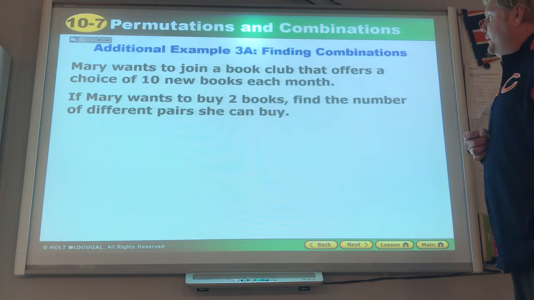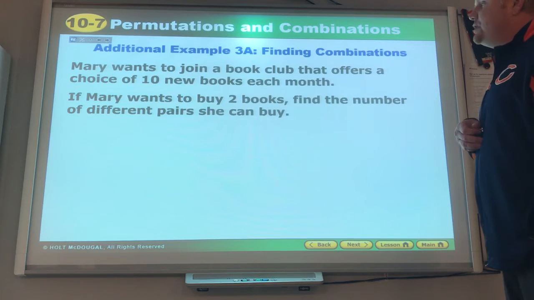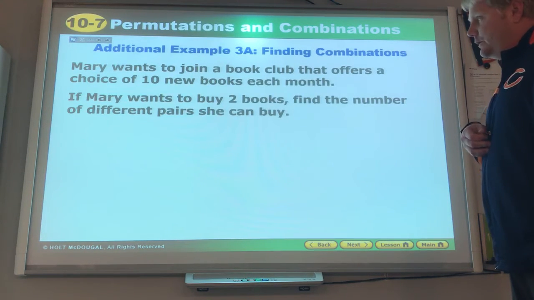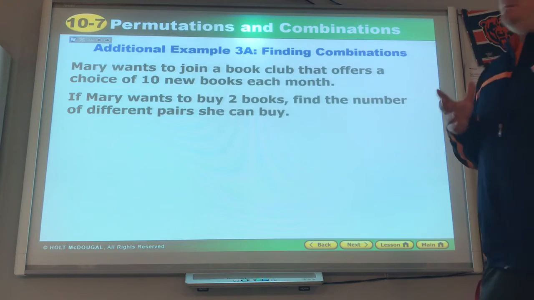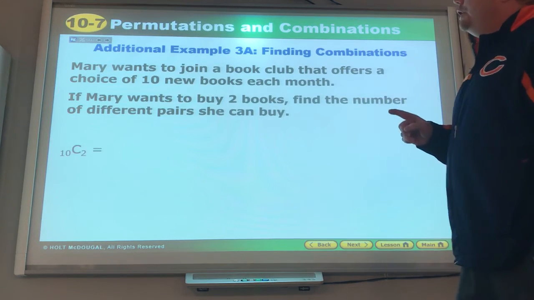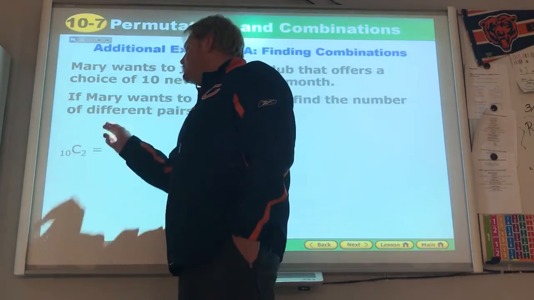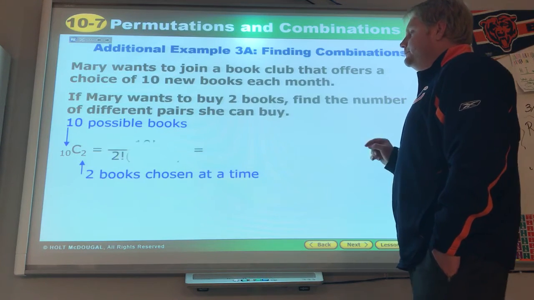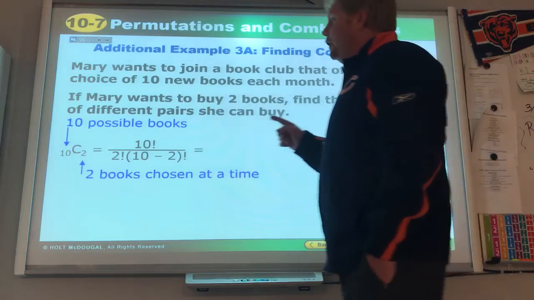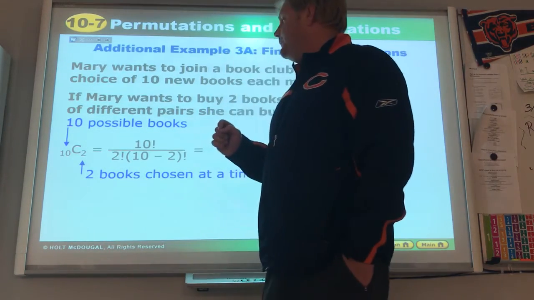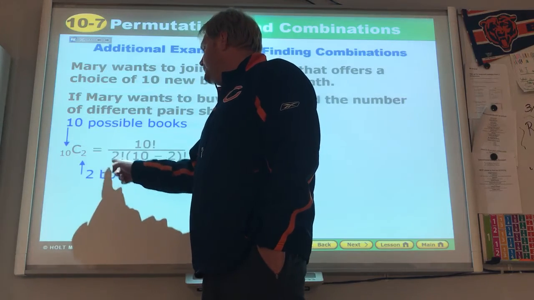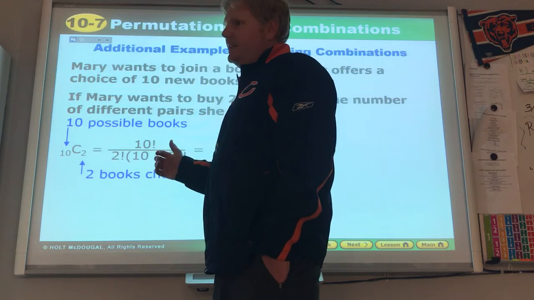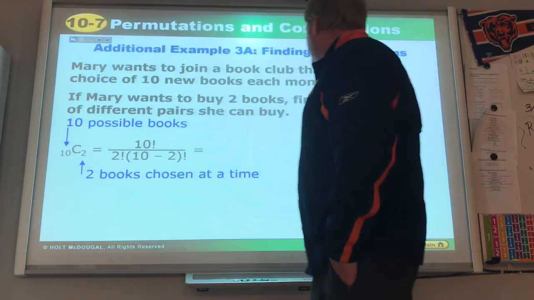Mary wants to join a book club that offers a choice of 10 new books each month. If Mary wants to buy 2 books, find the number of different pairs she can buy. So, they can be in any order, so we look at this. There are 10 things. She can buy them 2 at a time. So, our 10 things, 10 factorial. The 2 factorial goes in front. Then we do 10 minus 2, just like we did before, factorial.